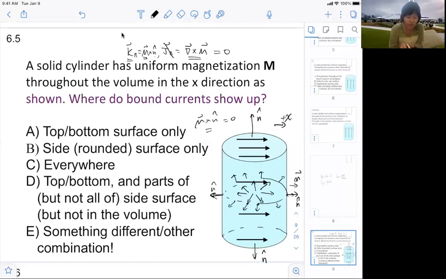So I would say it's top and bottom for sure, and part of the side, but not in the volume because we do not have a volume current, right? So it's really just on part of the surface of the cylinder. You can see it's really just by looking at the cross product between these 2 quantities. So the answer is B. Okay.